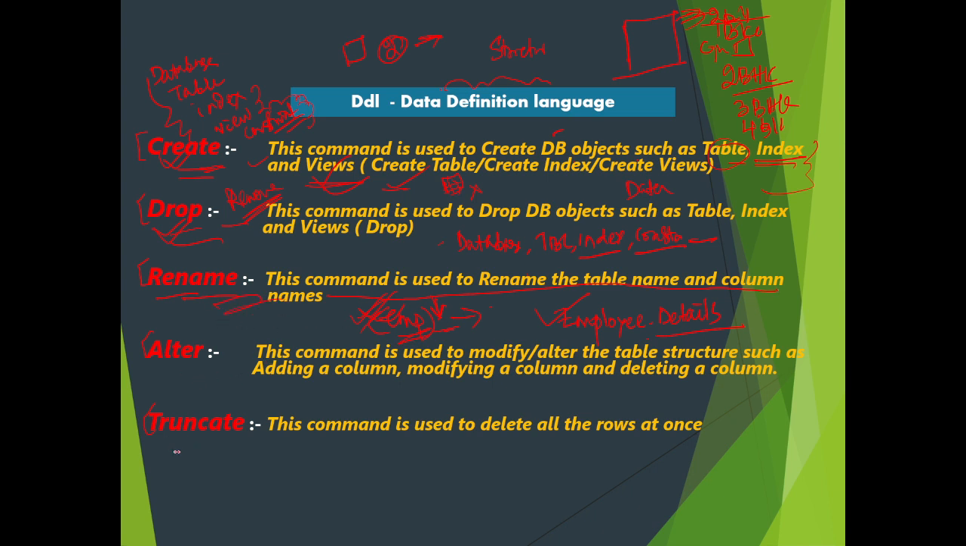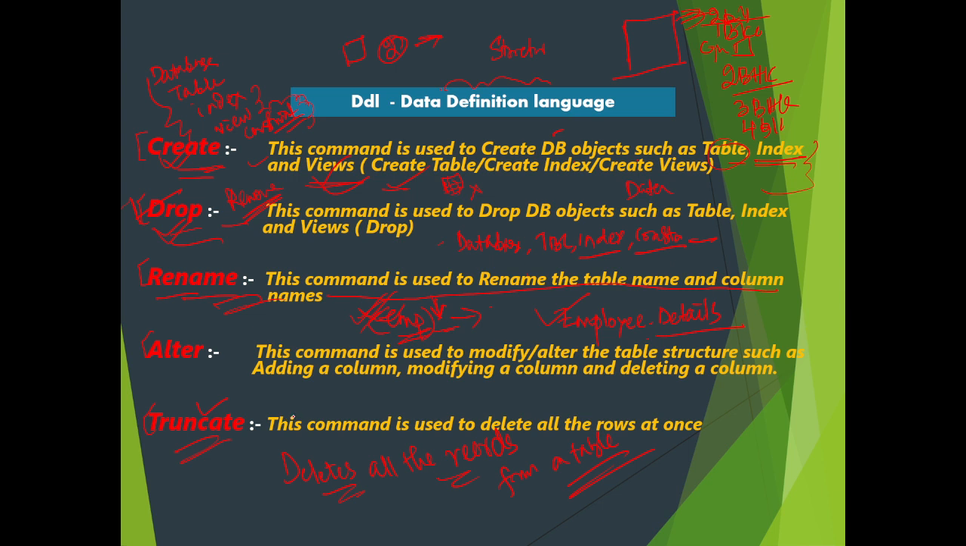Then truncate. Truncate deletes all the records from a table. See, the drop command is used to drop the table completely, remove the whole table, right? But using the truncate command you can delete only the records.